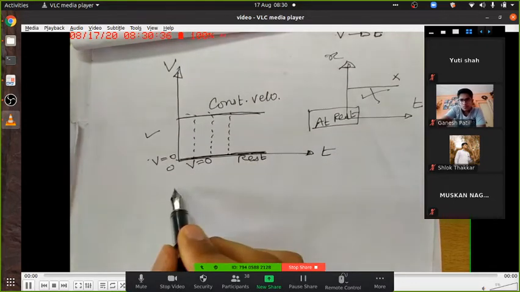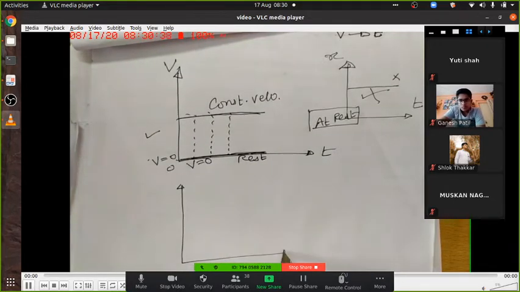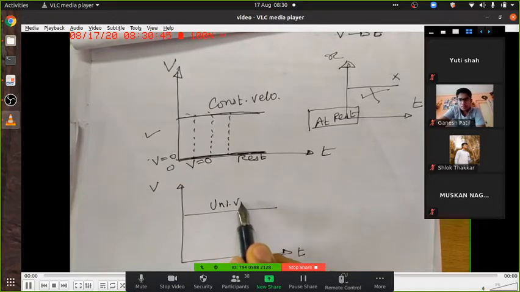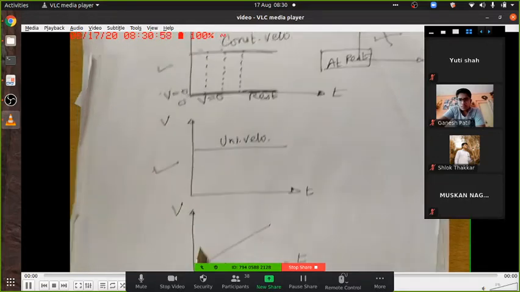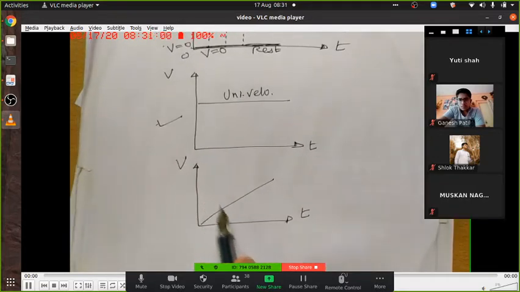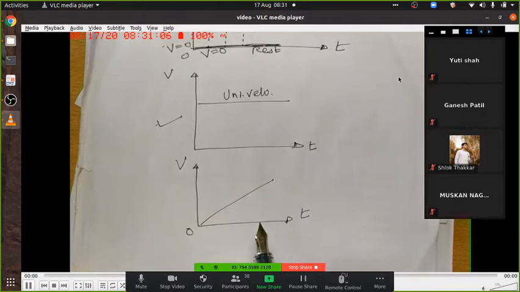Then the second was an object traveling with uniform velocity. So this is the v versus t graph. This is uniform velocity. Now time is passing, velocity is not changing. So this is correct. And then uniform acceleration should be like this. As time is increasing, velocity is also increasing. Okay?